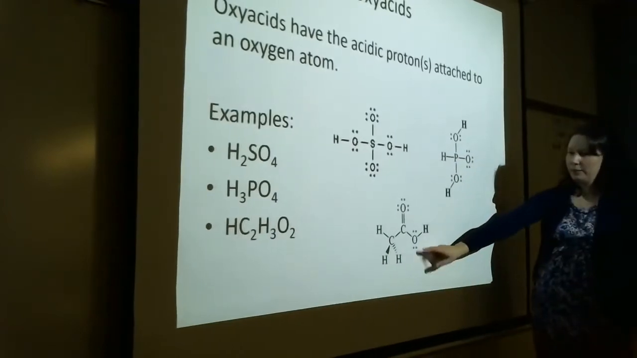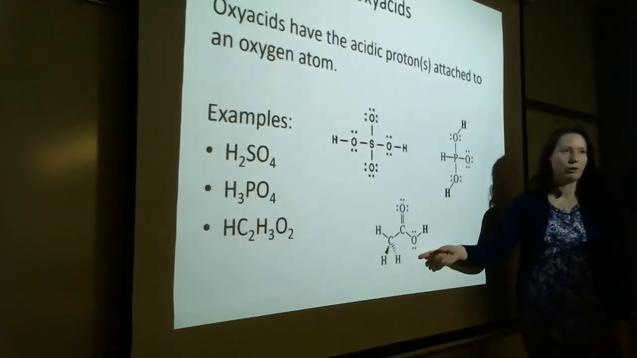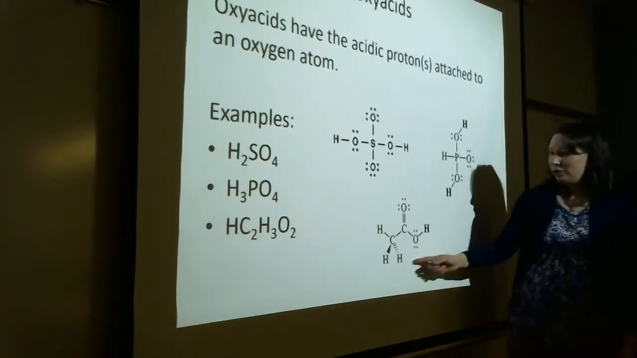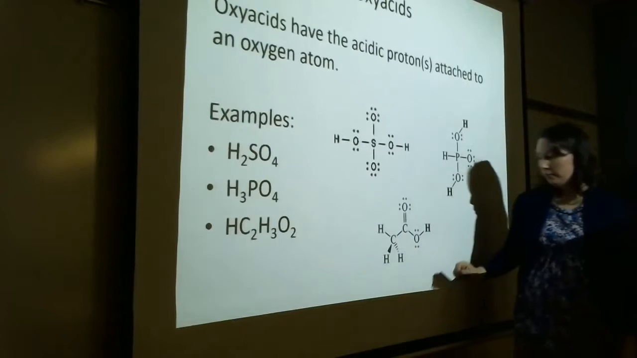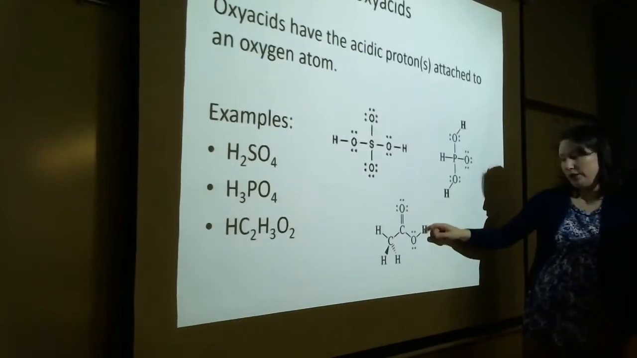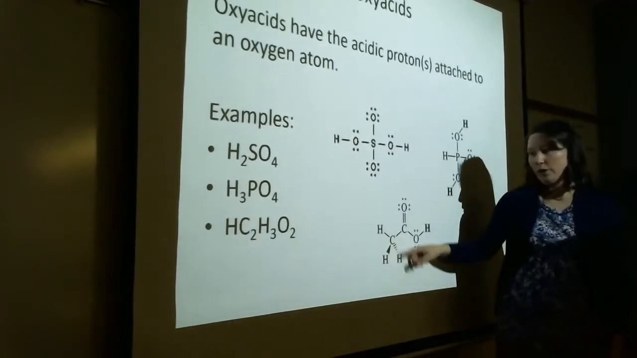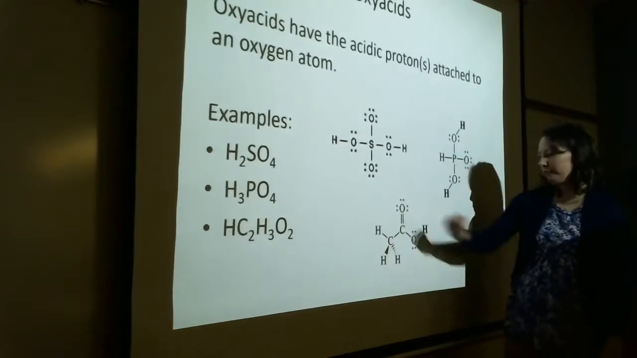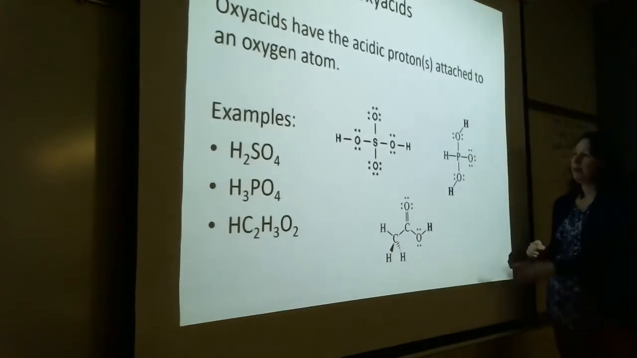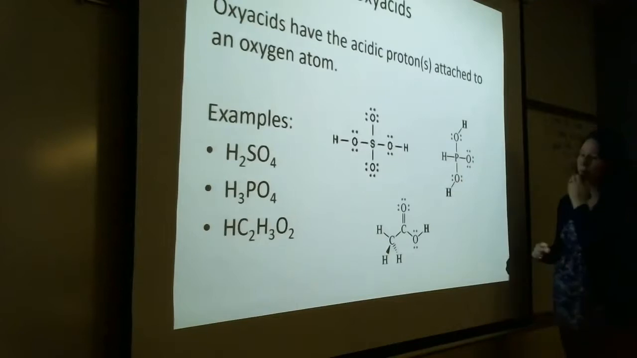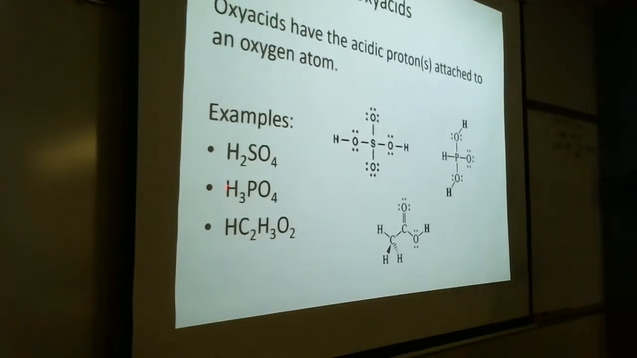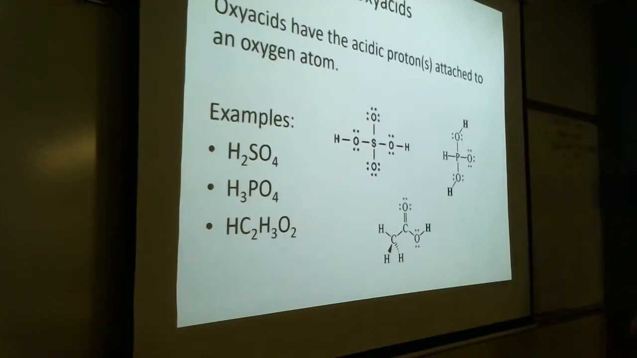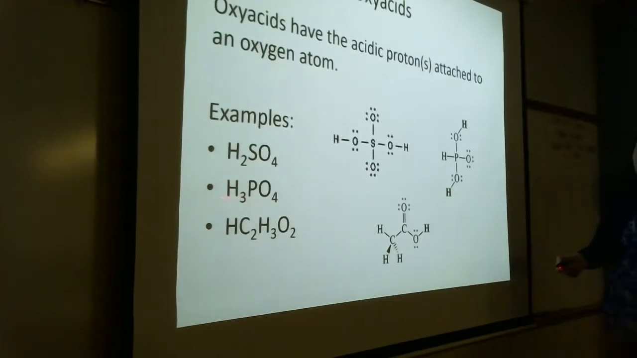Here's acetic acid: monoprotic, diprotic, or triprotic? I've already told you the answer, but you can look at the formula too. It's monoprotic, right? This is the only hydrogen that's removable. These are not going anywhere. That's part of acetate, and it's an oxyacid. And then there's H3PO4. What would you predict that one to be? That one's triprotic.